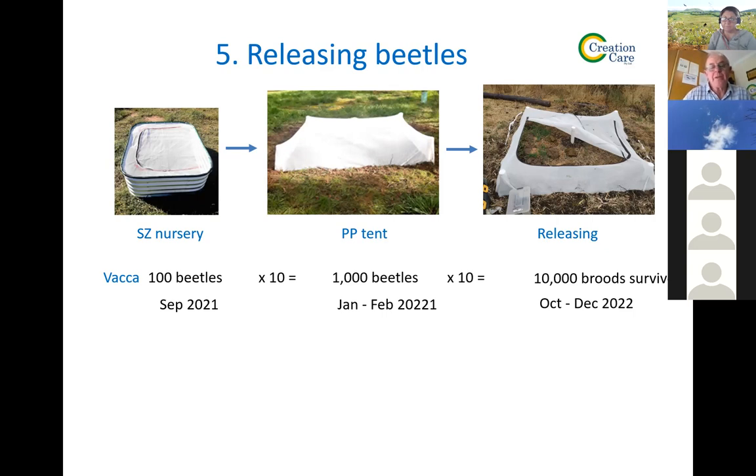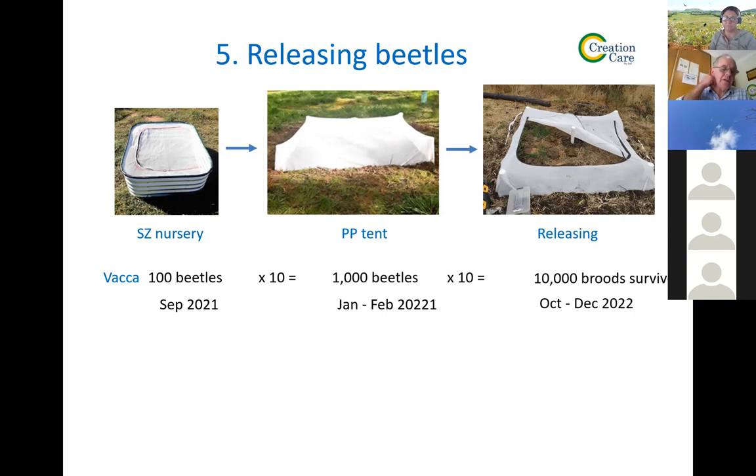This is one of the reasons it's a whole lot better than buying 800 to 1,000 beetles, because within 18 months, you've potentially got 10,000 beetles that will come out, and you've got them all in one location, so you can have a dense, high-density release of beetles.